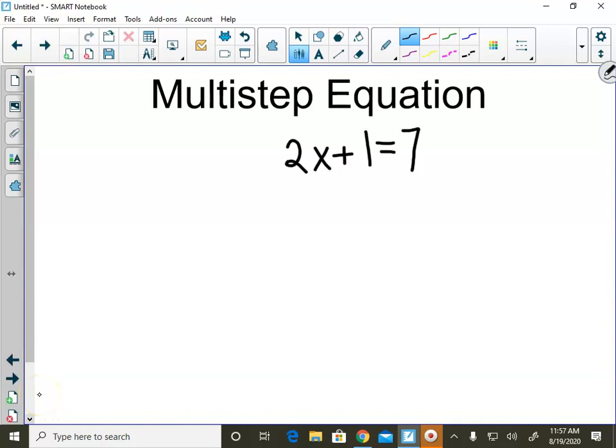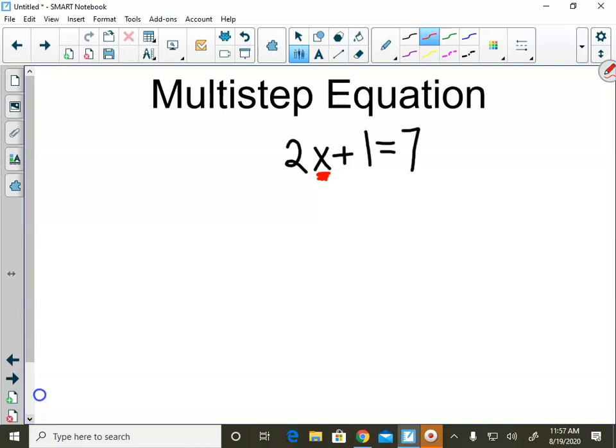This is an example of how to solve a multi-step equation. Again, multi-step just means more than one step. And when you solve an equation, you're always going to be using the order of operations backwards, or in the opposite order. So the first thing we're always going to do is try and identify what's being done to our variable. And in this case, our variable is x.